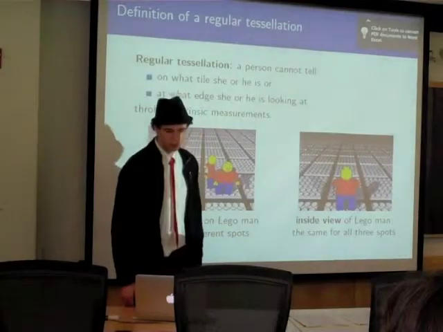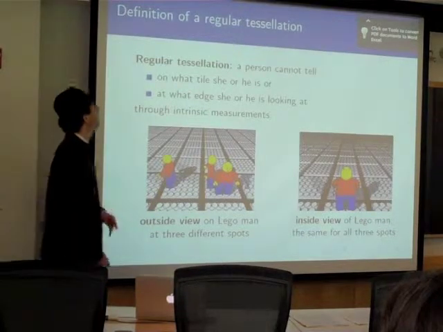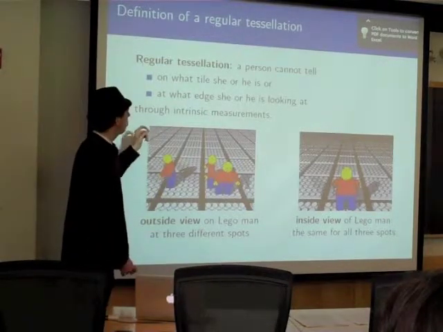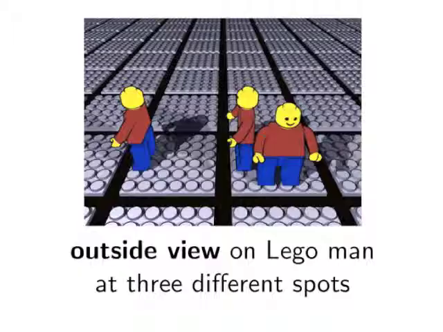And then the defining property of regular tessellation is that if you are a person living inside that regular tessellation or on that regular tessellation, then you cannot tell through intrinsic measurements on what tile of a tessellation you're standing on or at what edge of that tile you're looking at. That is the defining property of regular tessellation.